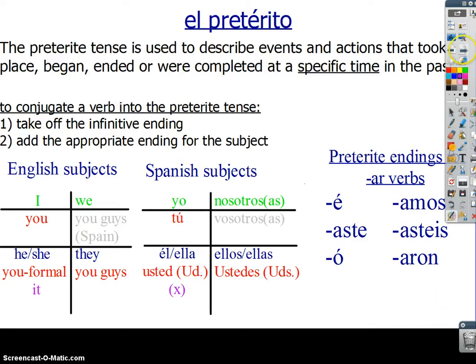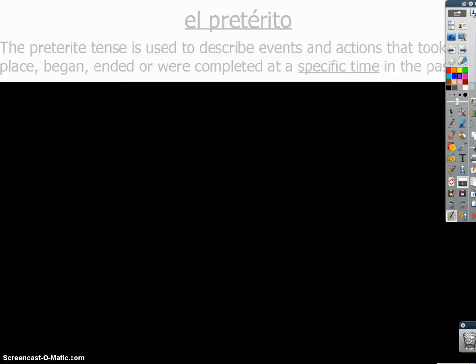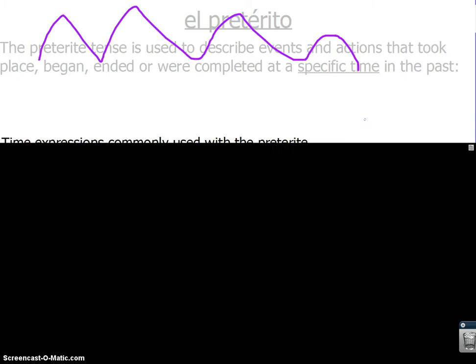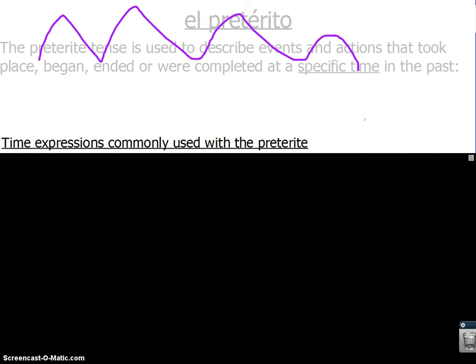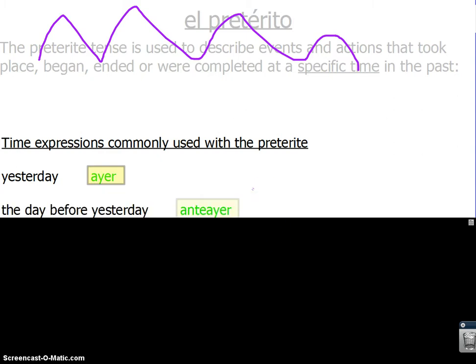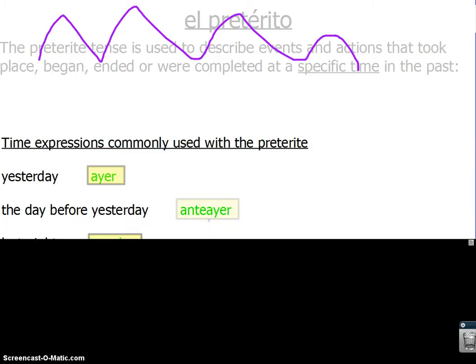All right. Also in these notes, we've already written this, so you do not have to rewrite it. That's why it's in that light gray. It's just for reference. We want to write down our time expressions that are commonly used with the preterite. Yesterday is ayer. That's how you say yesterday in Spanish, and you would often use the preterite tense with it. If you want to say the day before yesterday, it is anteayer. It still has yesterday in it, and it sort of has the word for before in it. It's before yesterday, so it's the day before yesterday.